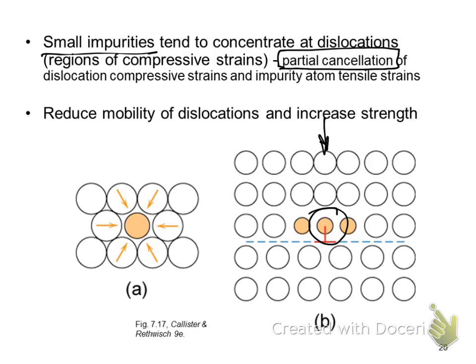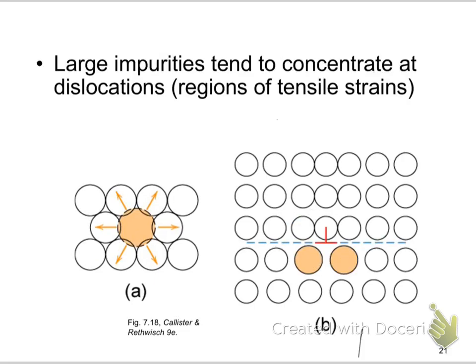All right, so we have the two acting against each other. This creates a reduction in mobility because these dislocations don't want to move. They're also filled up and they don't need to. And you get the resultant increase in strength. I want to point out that this was the region of compression. This side of the dislocation is the region of tensile stress. And so small atoms will tend to be on the compressive side, whereas the large atoms would tend to congregate on the tensile side.